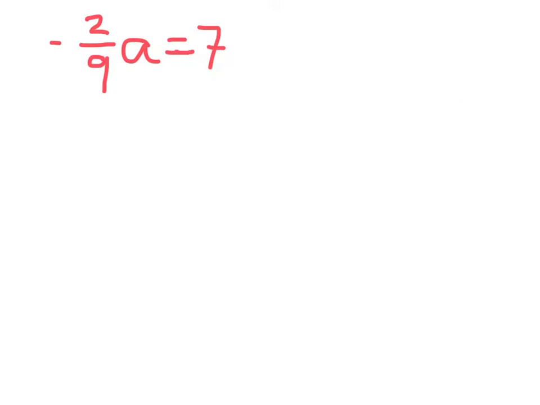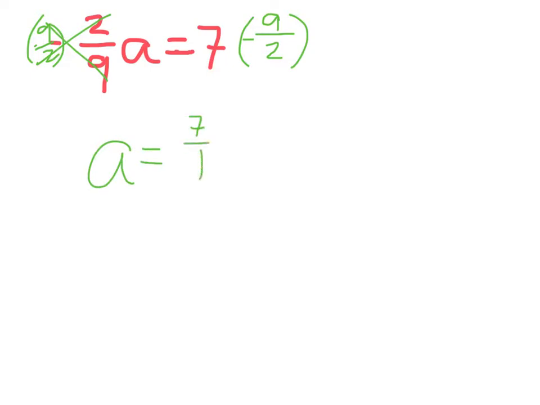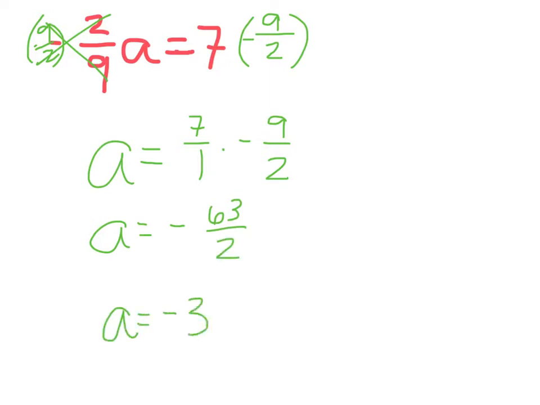Next equation, negative 2/9 a equals 7. So my variable is being multiplied by negative 2/9. I need to divide by negative 2/9, but actually I'm going to multiply by negative 9/2 on both sides. That cancels out here, and I have a equals 7 over 1 times negative 9/2. Nothing can cross simplify. I have negative times positive, so negative 63 over 2. So my answer is negative 31 1/2.